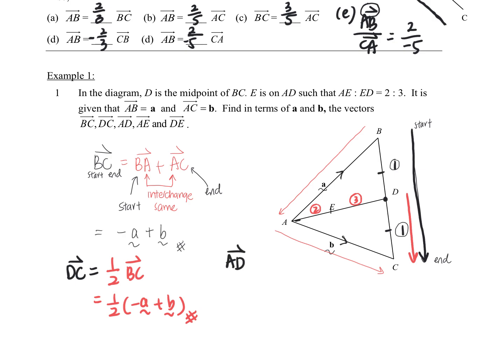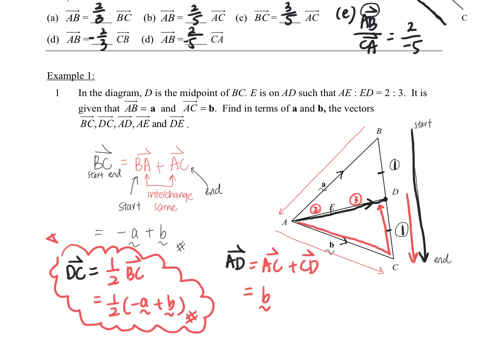I want to move from A to D. It's the same as moving from A to C, then C to D. So I'm going to move from A to C, and then C to D. So AC, I already know the vector is B, right? And then CD, I can get from here.